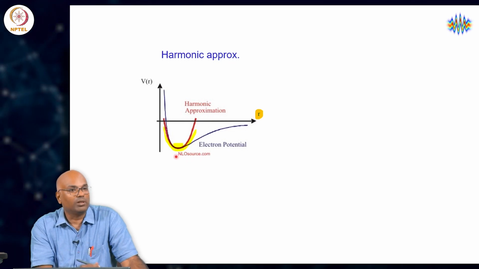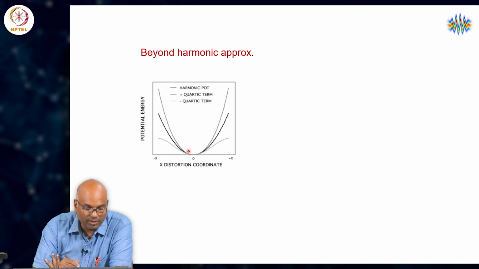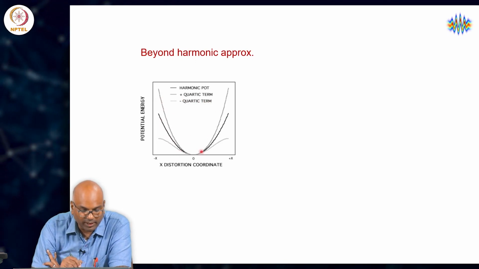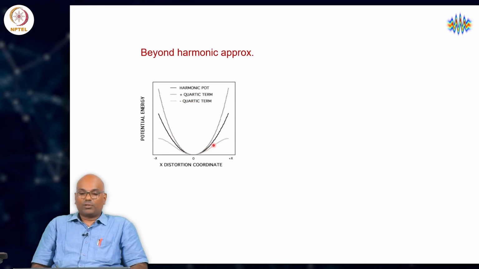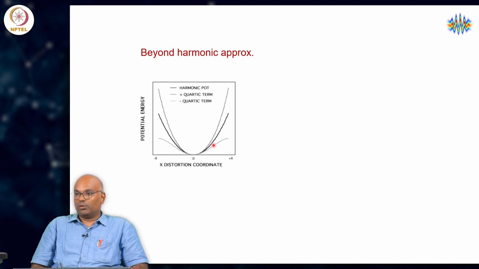But a systematic way of thinking about going beyond the harmonic approximation is to add higher order terms, always a Taylor expansion. Harmonic term, then we can have a positive quartic term, a negative quartic term, all these modifications to the distortion coordinate x of the electron cloud.